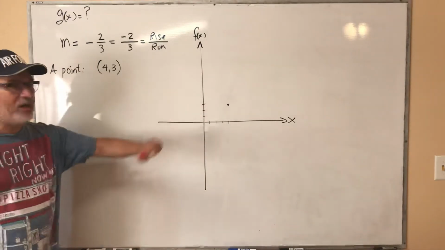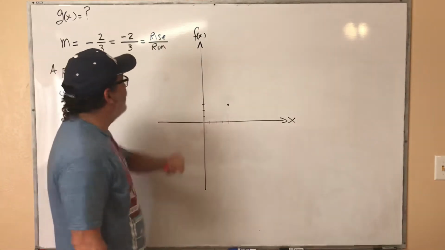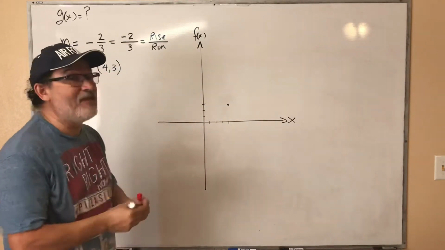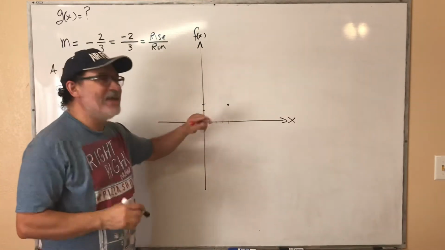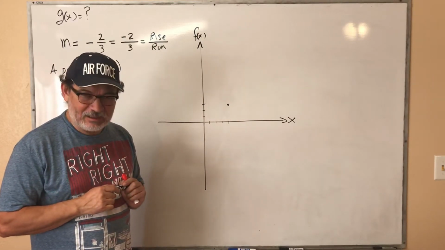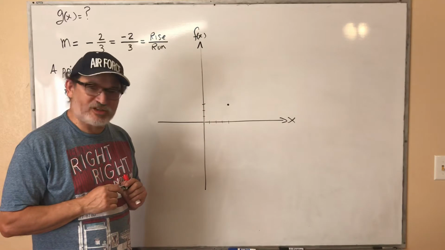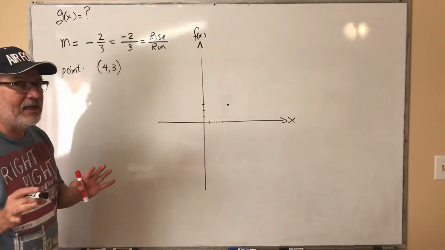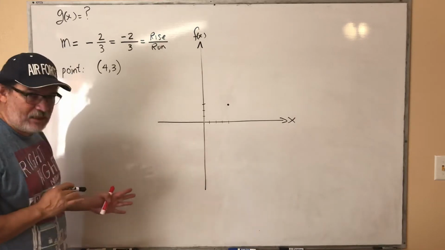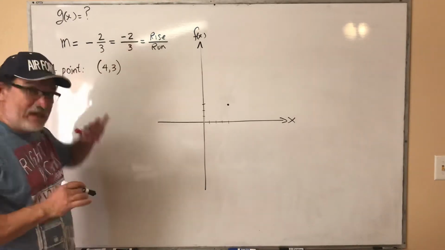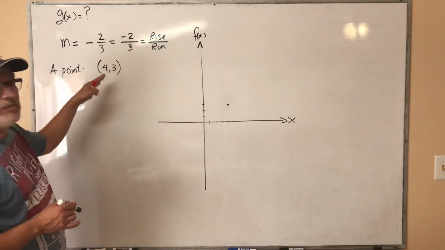So from this point, I'm gonna rise. By the way, look, this point here is not the y-intercept. That's not the y-intercept, okay? I didn't give you B. I did not give you B. The rise or the run. But we can still graph it with this information.